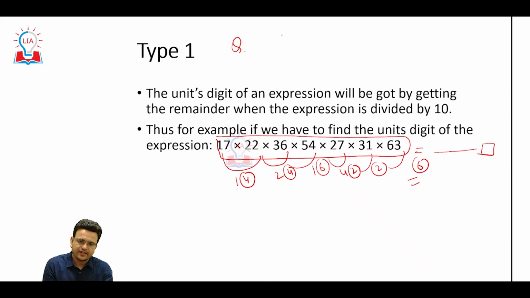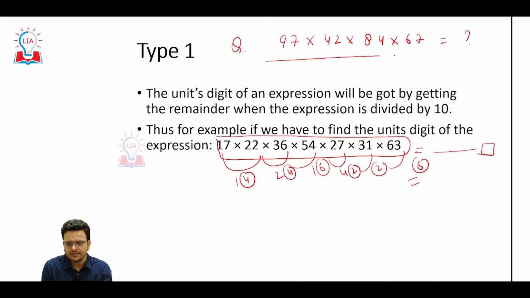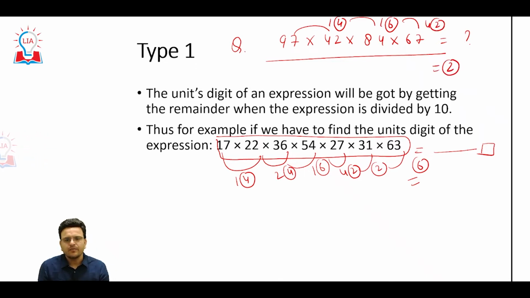The question can be 9 7 4 2 8 4 6 7. What can be the unit digit? Simply we can solve it: 7 2s are 14, 4 4s are 16, 6 7s are 42, and the answer will be 2. Very easily we can solve this type of question.